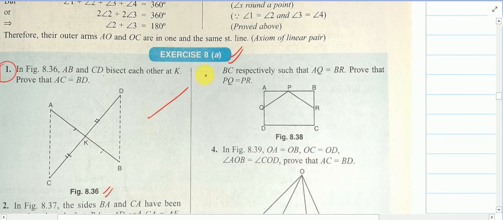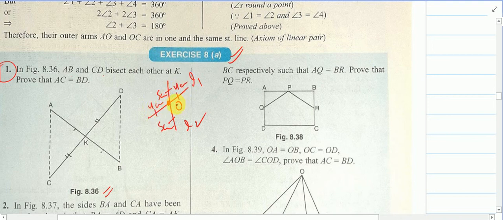When I say that two lines, let's say L1 and L2, bisect each other at a point O, it means that O is the midpoint of these two lines. Let's say L2 is 10 centimeters, then this side you will get 5 centimeters and this side you will get 5 centimeters. Let's say L1 is 8 centimeters, so this is 4 centimeters and this will be 4 centimeters.